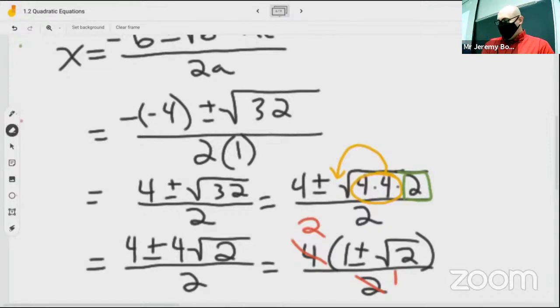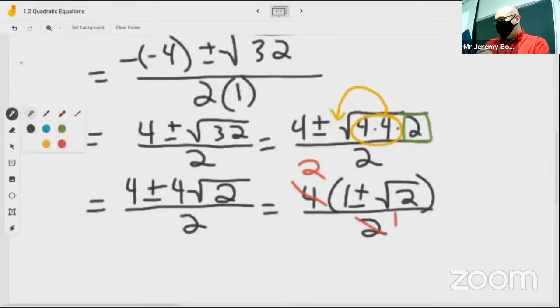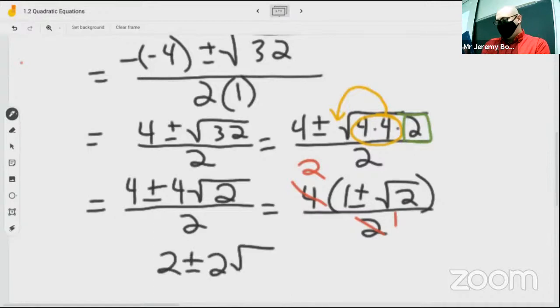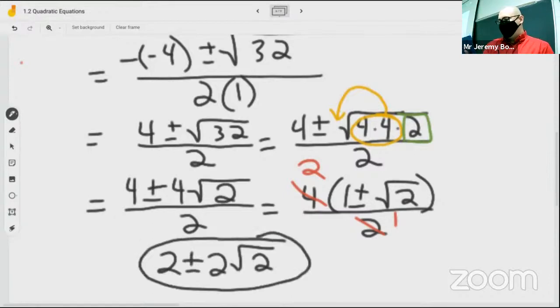Either way you do it, you end up with the answer 2 plus or minus 2 square root of 2. It's over 1, so we don't need that in the denominator. So if you want to go the safe route, I usually tell people to do it that way. But if you understand that both terms in your numerator need to be able to be divided by that to reduce it, you can go that route as well.